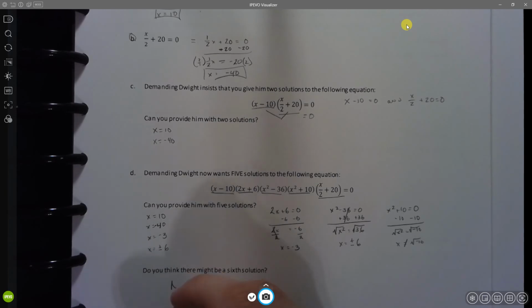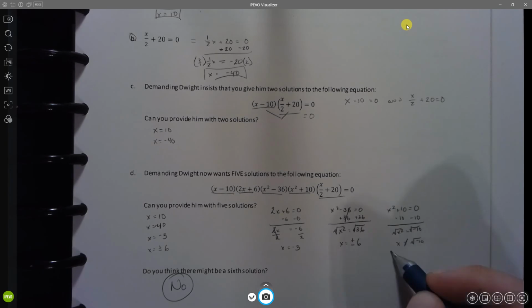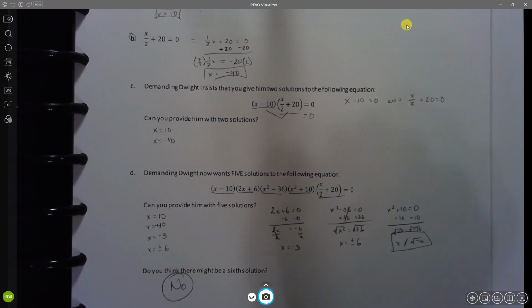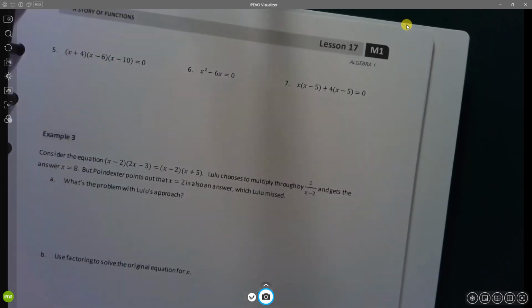No, there is not. There is not a 6th solution to this expression. There is not another solution. These are the only 5 solutions: x equaling 10, x equaling a negative 4, a negative 3, and a positive and negative 6. Do not fall for this trap right here, okay? That is not going to be a possible solution. Do not fall for that kind of a solution. You are better than that. Okay? All right, continuing on.